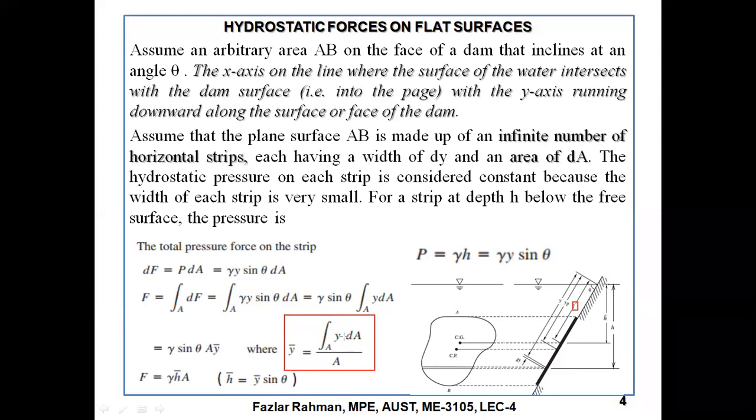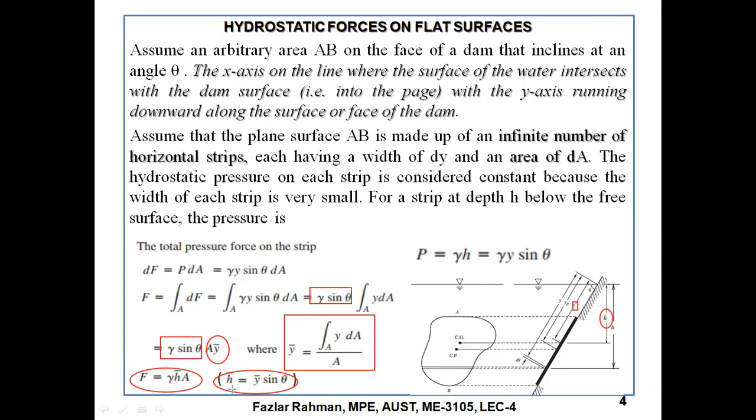Here I need to figure out the value of y dA. This is my gamma sine theta. So this value of the integration is y bar into A, which is written over here. Now, you have a sine theta, and sine theta into y bar is equal to h bar. The h bar is the vertical depth of the CG.